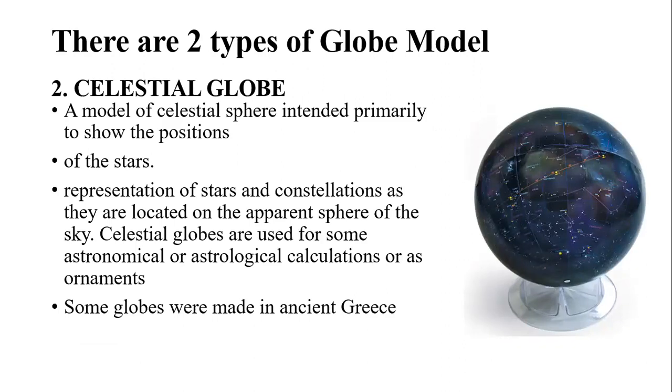They omit the sun, moon, and planets because the positions of these bodies vary relative to those stars. A model of celestial sphere intended primarily to show the positions of the stars. Representation of stars and constellations as they are located on the apparent sphere of the sky. Celestial globes are used for some astronomical or astrological calculations or as ornaments. Some globes were made in ancient Greece.